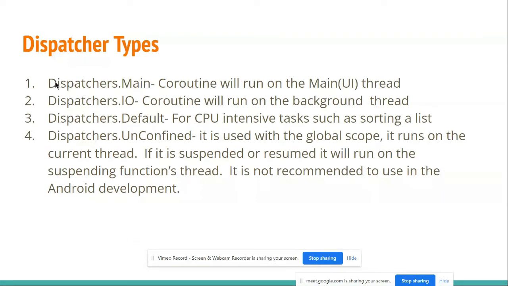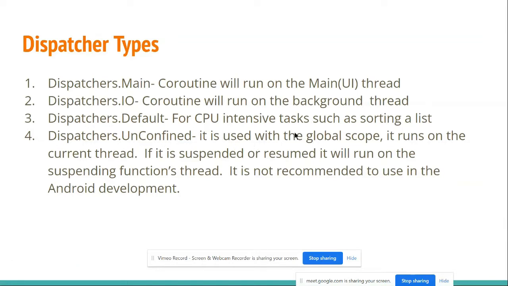So dispatchers, we have different types. Dispatcher.Main: the coroutine will run on the main UI thread. Suppose we have to update a UI, then we have to use Dispatcher.Main, and if we have some kind of network request, then we have to use Dispatcher.IO. The coroutine will run on a background thread. And Dispatcher.Default we have for CPU-intensive tasks such as sorting of a list. It is related to the CPU.